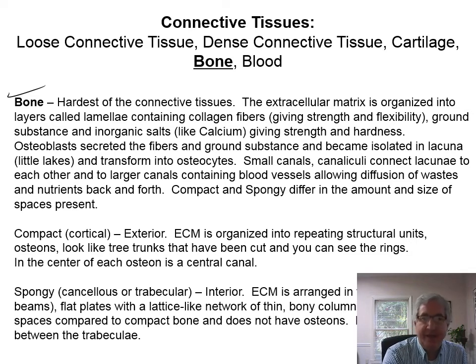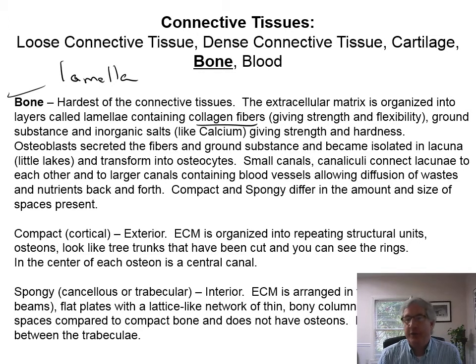So lamellae is plural. Lamella is each layer, and those contain collagen fibers, which give strength and flexibility, and a ground substance. But in bone, since it has collagen fibers, it would be very flexible. But you also have salts like calcium, and that gives it strength and hardness. So that's where the hardness comes from, is actually calcium phosphate and some calcium carbonate as well.